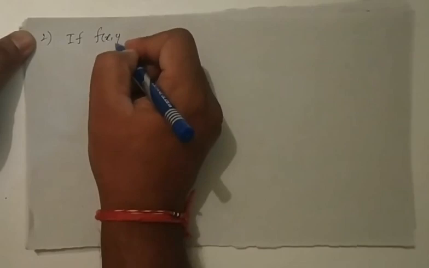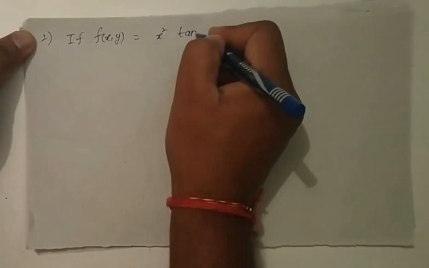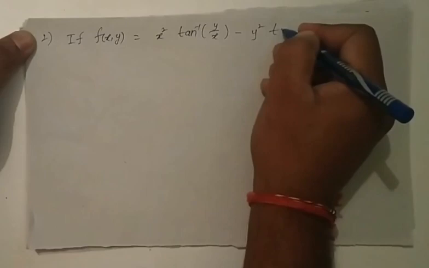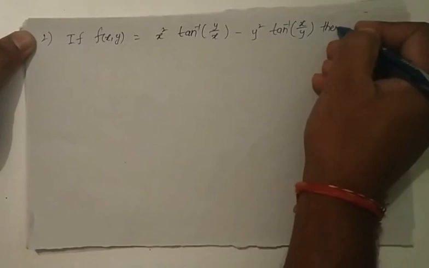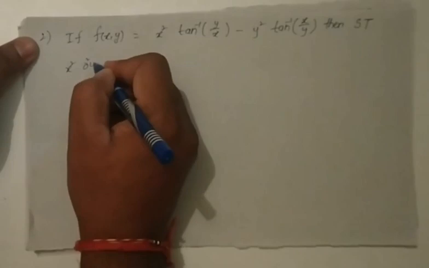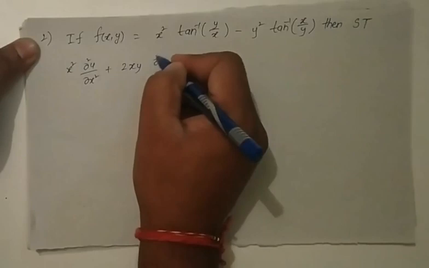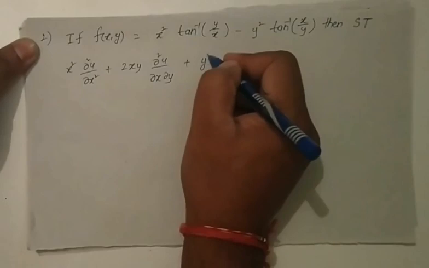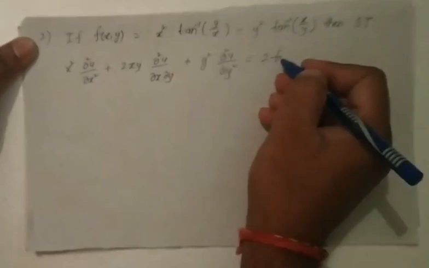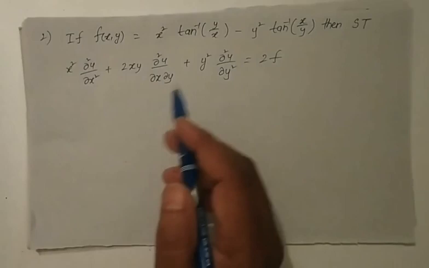Second one, write down: if f(x, y) is equal to x² tan⁻¹(y/x) minus y² tan⁻¹(x/y), then show that x² ∂²u/∂x² plus 2xy ∂²u/∂x∂y plus y² ∂²u/∂y² is equal to 2 into f. Okay. First, we have to check whether the given function is a homogeneous function or not. f(λx, λy), tell me.